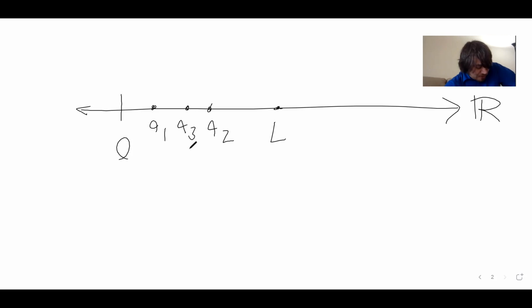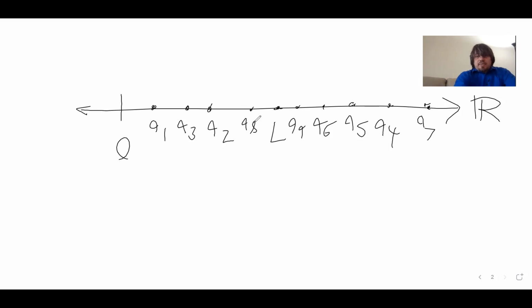Then let's say A sub 4 is this one. And then let's say A sub 5 is this one. Okay, and then A sub 6 is this one. A sub 7 is this one. A sub 8 is this one. A sub 9 is this one. And so you see first, second, third, fourth, fifth, sixth, seventh, eighth, ninth. And so it looks like these terms are getting closer and closer to L, right?